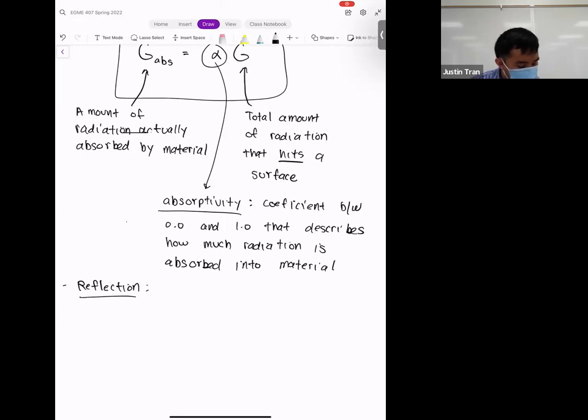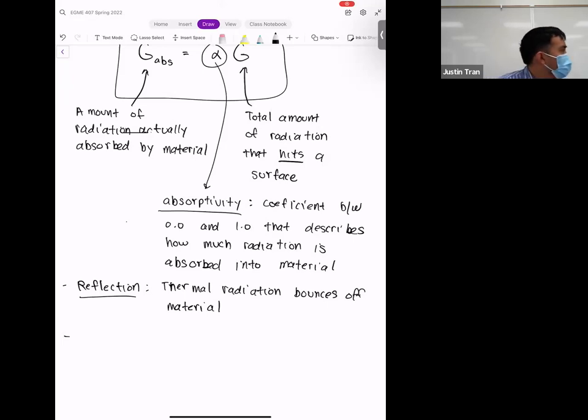Reflection is basically when thermal radiation just bounces right off the material. We won't be talking about reflection all too much, just because that's more optics, or advanced radiation. And then we also have transmittance. Transmittance is when a radiation ray just passes right through the material without being absorbed.